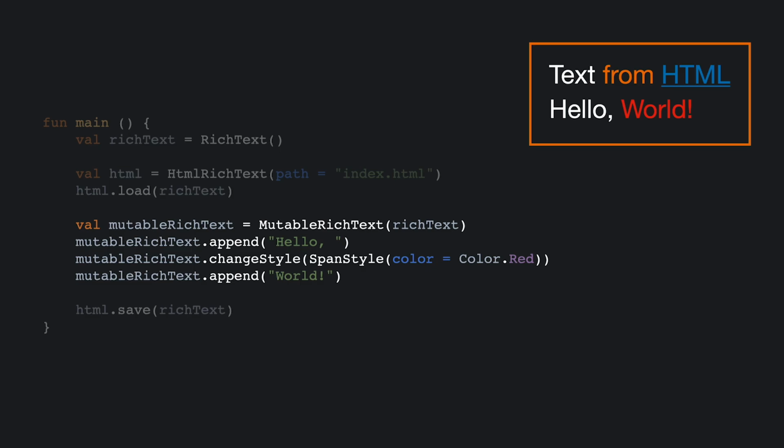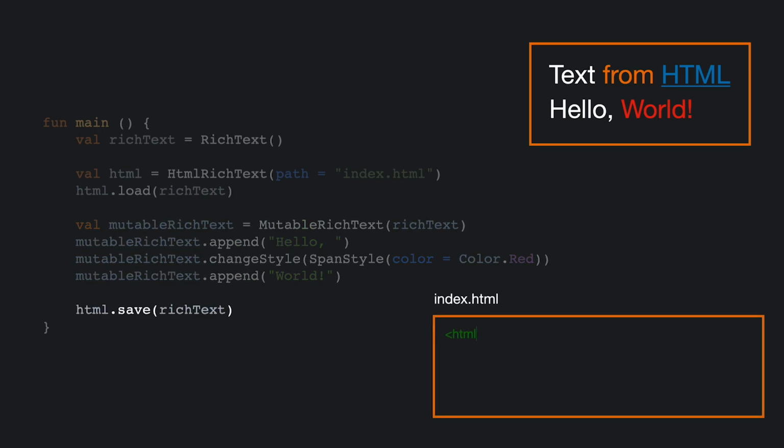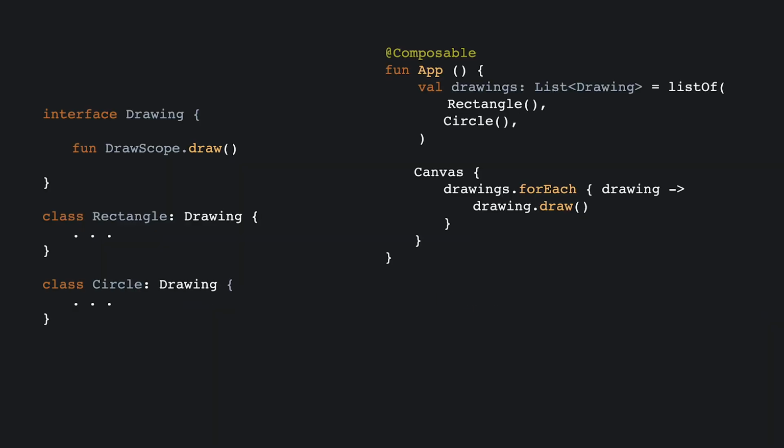Append hello, as you can see. Then we can change the styling, and we can append a word. Then we can save those changes back to the HTML file using the save method. So as you can see, we have flexibility here, and we can use all of those classes together. We can even add the markdown rich text here and save the changes to a markdown file. Okay, good. Now let's move to another more advanced example.